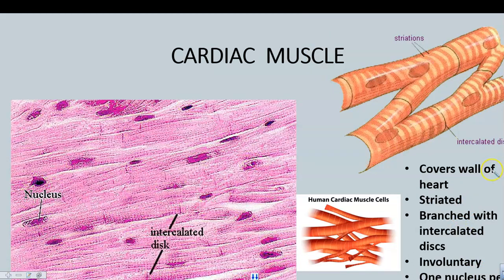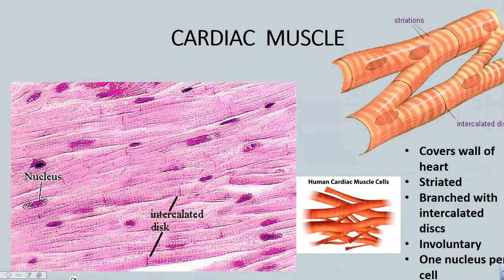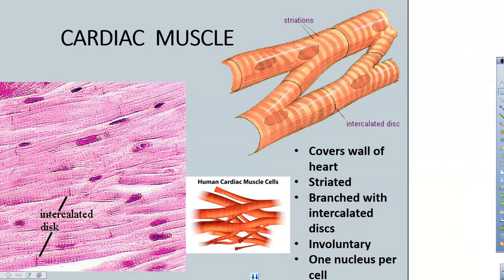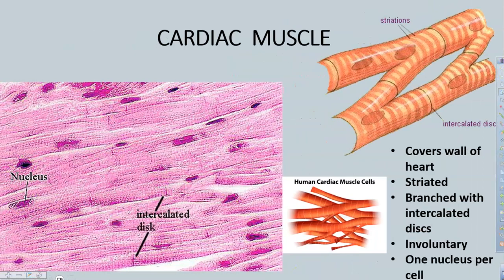All right, our next type is cardiac. Let me scoot this over just a little bit so you can see. All right, so there are five characteristics. Of course, cardiac means heart. It's going to cover the walls of our heart. They're also striated, so I don't know if you can see these little striations going on in here. Instead of being nice and stacked like the skeletal muscle, they seem to branch off in different areas, so that's a nice characteristic of them.